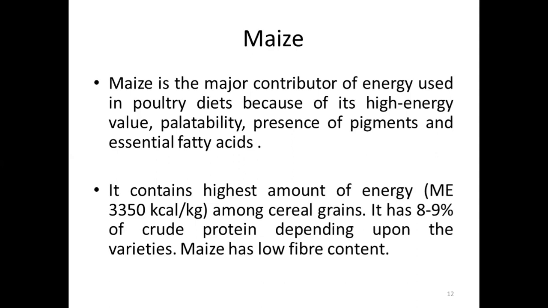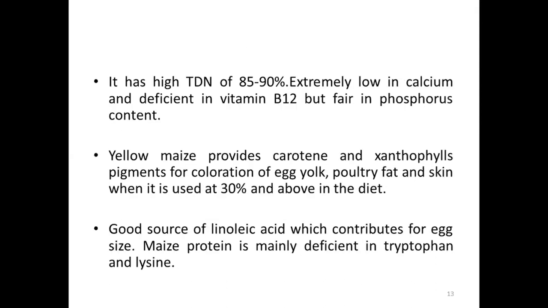It contains the highest amount of energy among the cereal grains, around 3,350 kilocalories per kg, and it has around 8 to 9% of crude protein depending upon the varieties, and it has very low fiber content. The total digestible nutrient of maize is high, 85 to 90%. However, it is low in calcium and deficient in vitamin B12, and it is fair in phosphorus content.